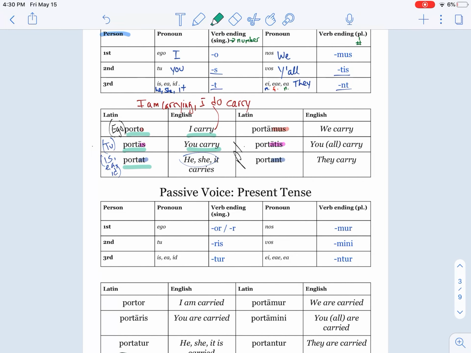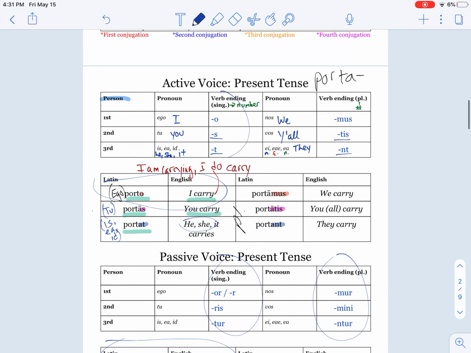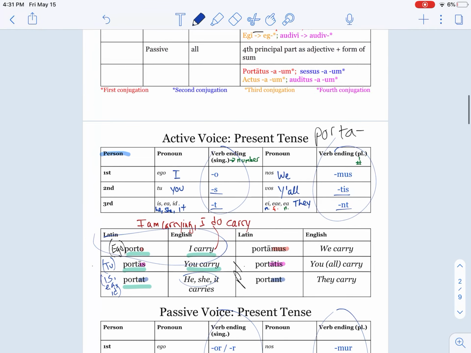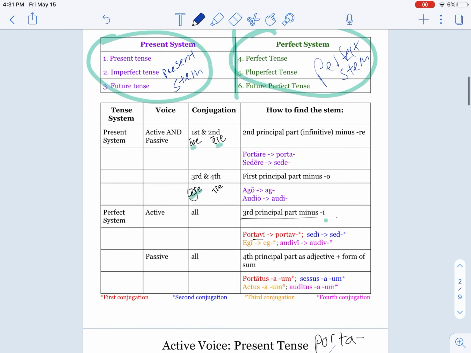So basically, an active verb is normal. The subject acts on the verb, like porto, I carry. So that's going to be active. For a passive verb, the subject receives the action of the verb, and so portor means I am carried. And these are going to be your endings no matter what conjugation. So o, s, t, mus, tis, nt for present active, or or, ris, tur, mur, mini, ntur for present passive. So we have this other attribute to think about.